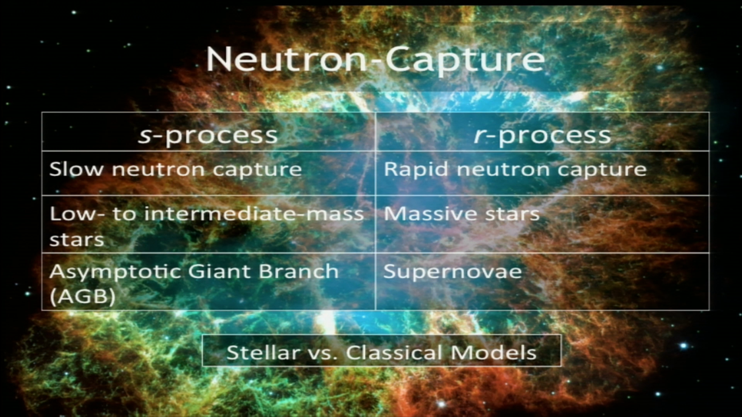Although lighter elements are created from the simple fusion of nuclei, elements heavier than iron are created through a more complex process called the neutron-capture process. There are two types of neutron-capture processes: the slow S process, which occurs in asymptotic giant branch stars, or the rapid R process that occurs in supernovae. Each of these processes is mutually exclusive, and they produce elements at unique isotopic ratios.